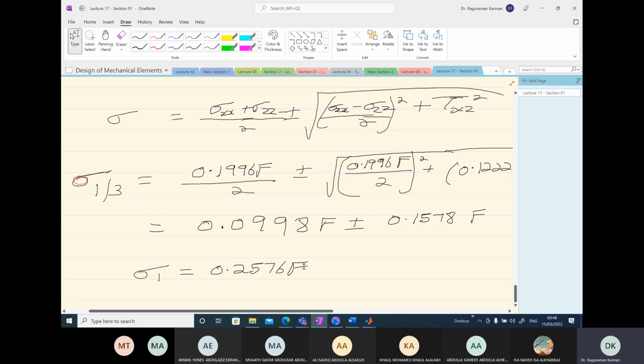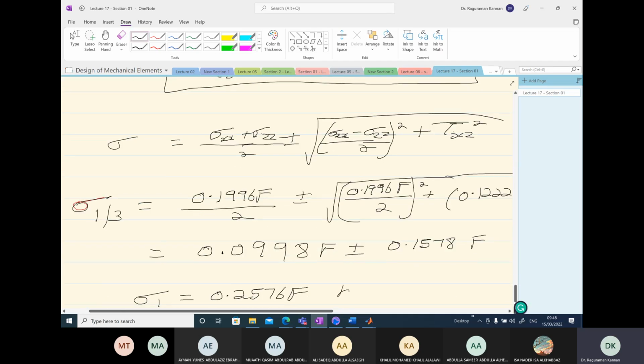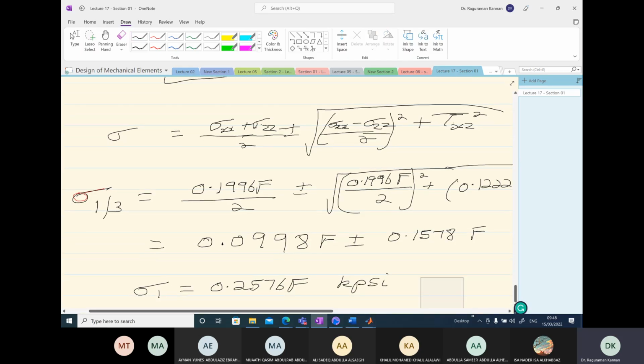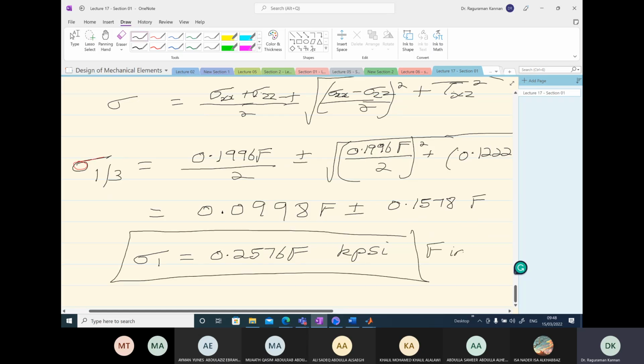F, that is the value. This is in kpsi, so let's write it explicitly. This is kpsi. While F is in pounds, I have to substitute in pounds. F in pound force. Okay.